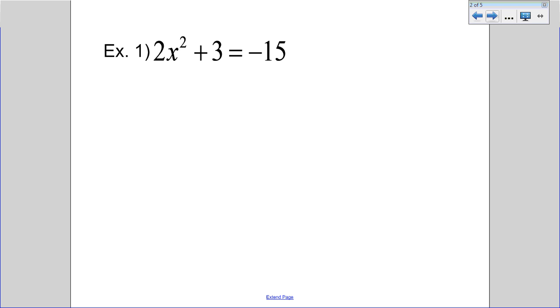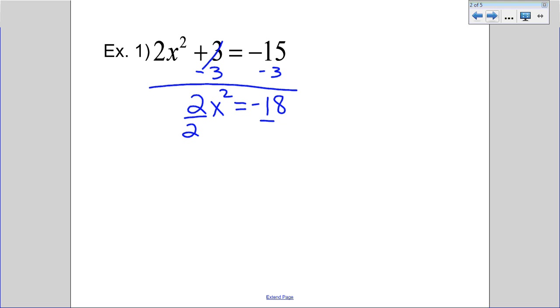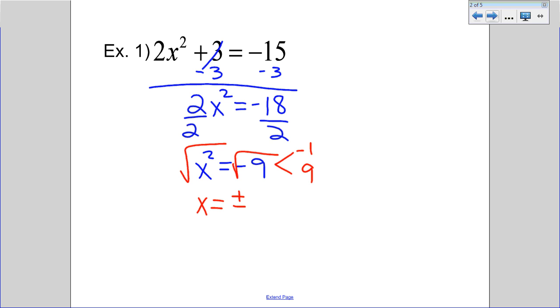So just like before, we undo adding 3 by subtracting 3. So we have 2x squared left over there is equal to negative 18. We're going to divide by 2. And we get x squared is equal to negative 9. I'm going to take the square root now. So we get x is equal to, let's put in our plus or minus, and now we need to break this down. The difference here is our first step is going to have to be this negative 1, which is going to come out as an i. And then 9 comes out as a 3 because it's a pair of 3s. So our answer is plus or minus 3i.